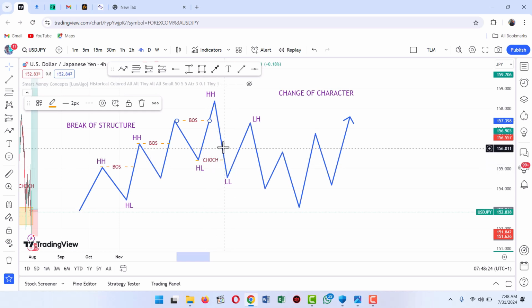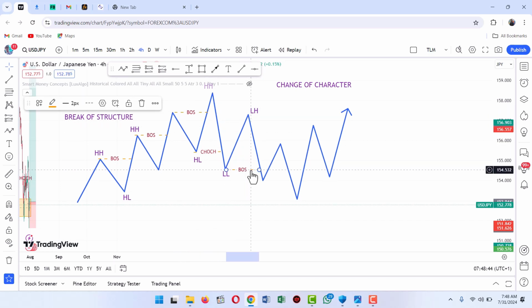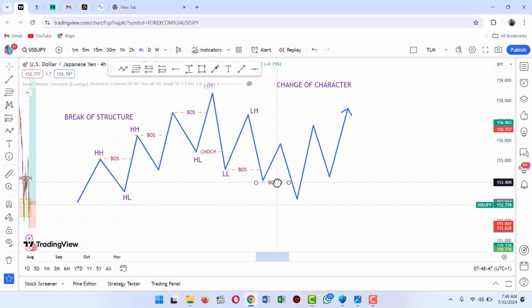So when we have a change of character, the lower highs now break below the lower lows. In the case of a downtrend, we will still refer to that as break of structures. So now the break of structures are to the downside.